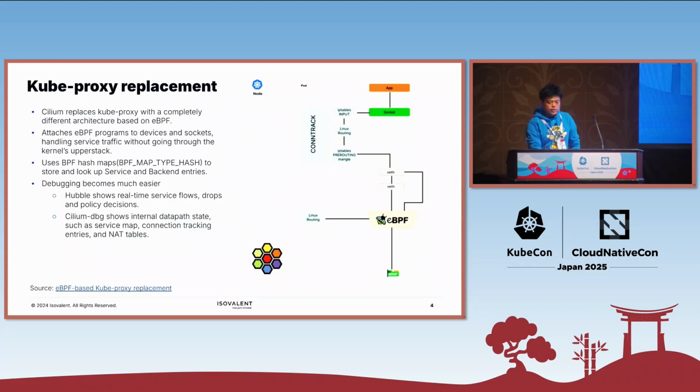And debugging becomes much easier too. Cilium provides rich observability features through Hubble, which shows real-time service flows, drops, and policy decisions. You can also use the Cilium debug command to inspect internal datapath state like service maps, connection tracking entries, and the NAT tables.